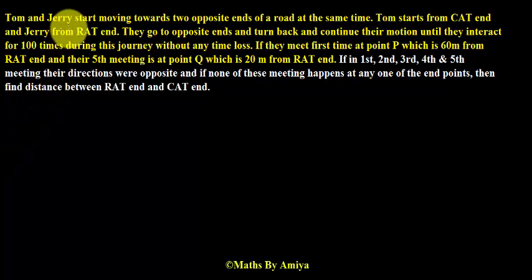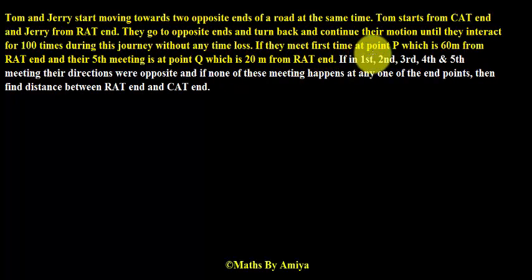The question is: Tom and Jerry start moving towards two opposite ends of a road at the same time. Tom starts from the cat end and Jerry from the rat end. They go to the opposite ends, turn back, and continue their motion until they meet 100 times during this journey, without any time loss.